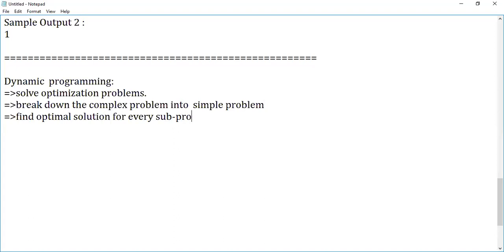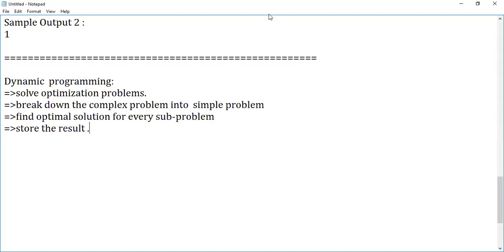And what are we supposed to do next? We are supposed to store this data. After finding the solution to a subproblem, we store the result in some memory location. The purpose is, whenever we come across the same problem, we can reuse it. It is not required to calculate again from scratch.